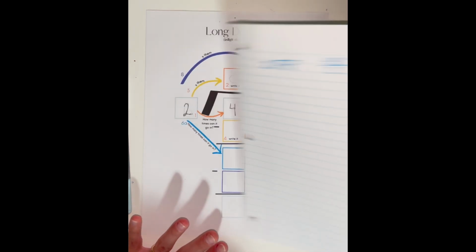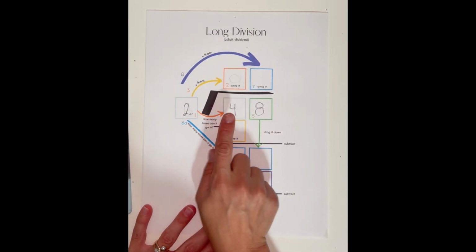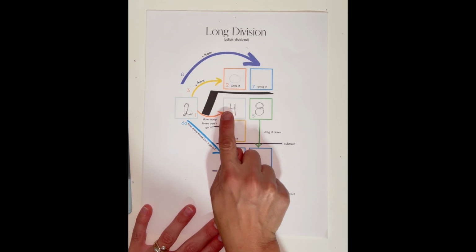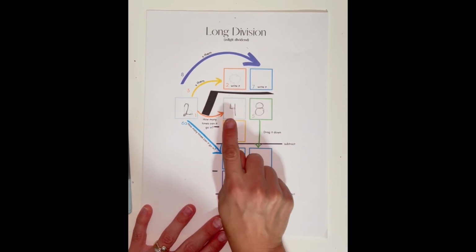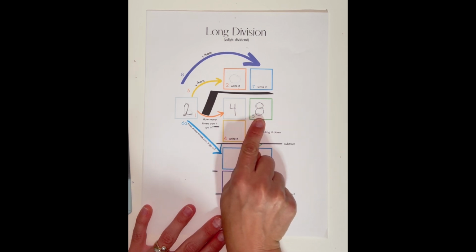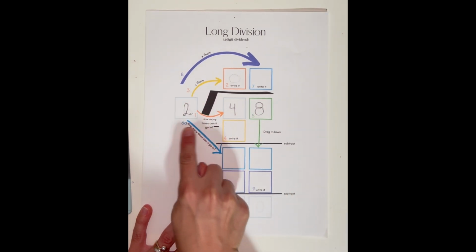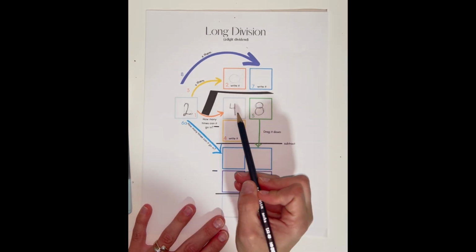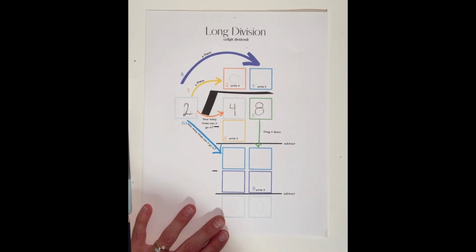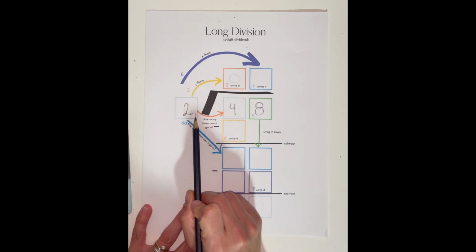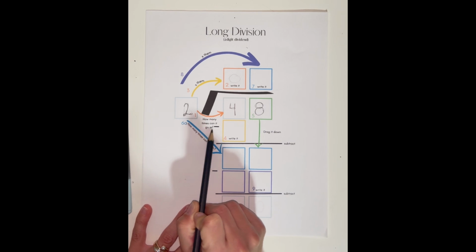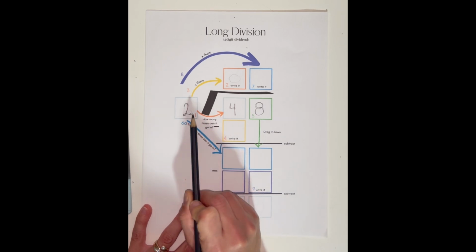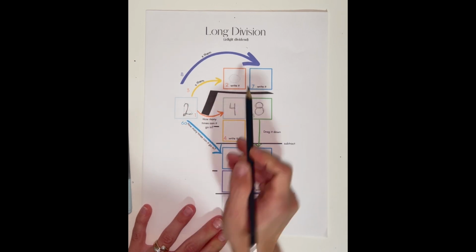So if we're going to use the standard algorithm, we're always going to put our largest number under the hat. This is our hat. We want our largest number under the hat, and then our smaller number over to the left of the hat. So we here have 48 divided by 2. With the prompting, it starts you to say, start with number 1. How many times can 2 go into 4? 2 can go into 4 2 times.